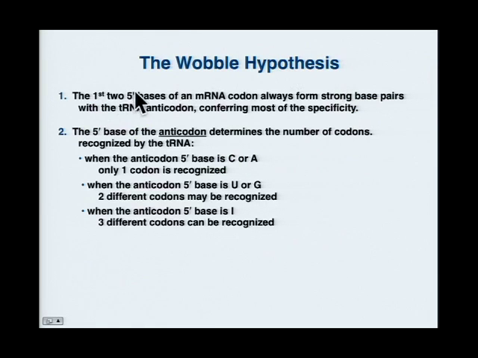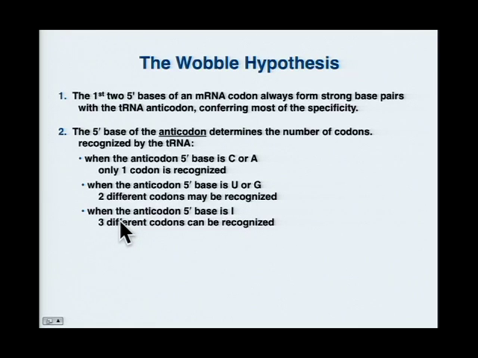Okay, so the first two 5' bases of the codon always form strong base pairs. This was figured out by structural modeling of this. And this provides most of the specificity. But this 5' position can wobble. So if the 5' position in the anticodon is a C or A, only one codon could be recognized by that tRNA. If the 5' position is a U or G, you could have the Watson-Crick and the non-Watson-Crick base pairing. But when the 5' position is an I, you would have three different codons that could be recognized.